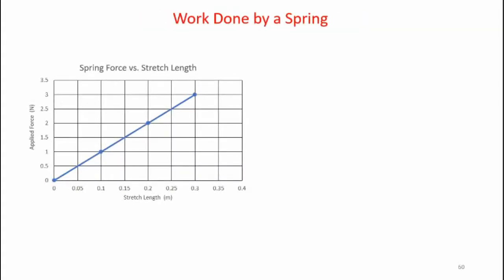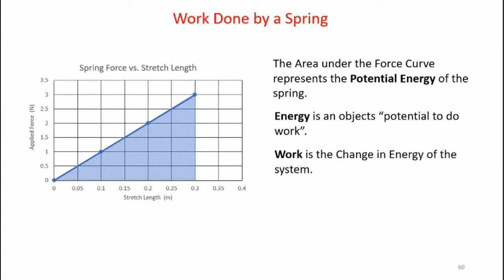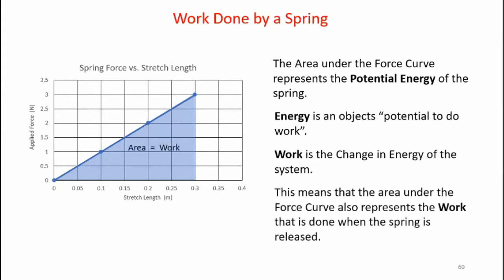Now let's take a look at the work done by a spring. Here's our force versus length graph. And the area under the force curve represents the potential energy of the spring. So if we calculate the area under that curve, or the area of that triangle, we see we have applied force in newtons times stretch length in meters, so the units become Newton meters, and those are indeed the units for energy. Now, energy is the object's potential to do work, and work is the change in energy of the system. So this means that the area under the force curve also represents the work that is done when the spring is released.